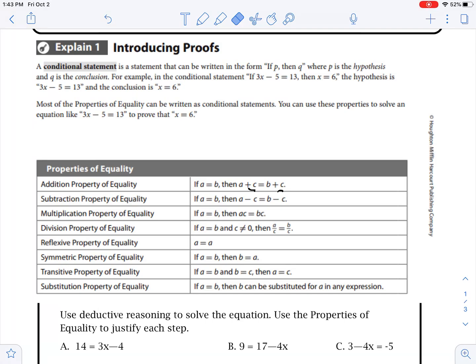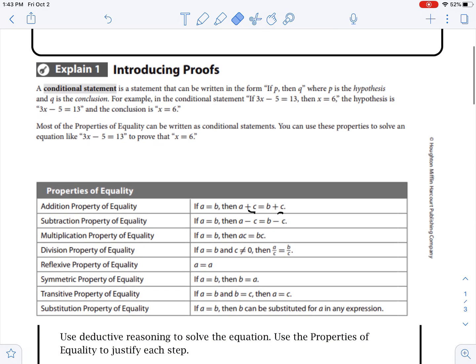Hello students, we're going to be going over section 1.4, reasoning and proof.